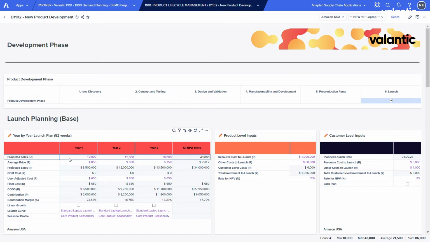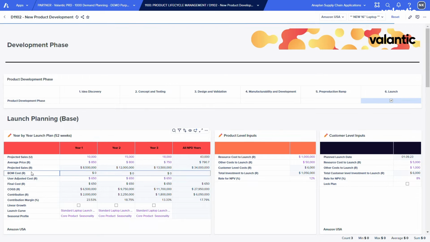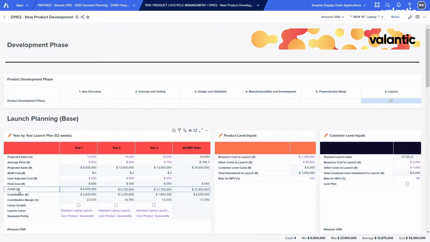Next, we will detail out the various costs associated with the product. So these include the BOM, the bill of material, which is right now 0. However, they also include user adjusted costs as well as costs of goods sold here. And finally, we also have the contribution margin, which is a vital metric. So it's the difference between our revenue and the cost of goods sold, and it helps us to understand our profitability. Finally, we can also choose if we want to have a linear growth by selecting or clicking on the Boolean here. This will help us to see how our product will grow in the future years, which is also very important for us.